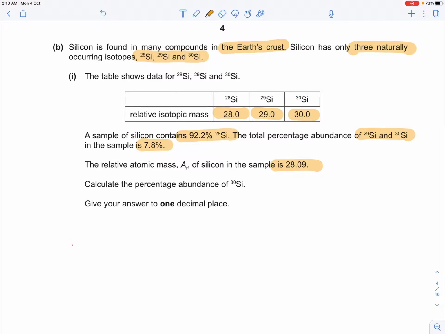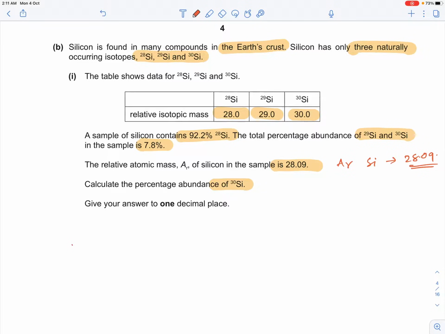So we have the relative atomic mass as well. Now what we have to do is calculate the percentage abundance of silicon-30. They have told us that the total percentage abundance of silicon-29 and 30 is 7.8%, and we have to find the abundance of silicon-30. Give your answer to one decimal place. All right, so the information which we have here is that the relative atomic mass of silicon is 28.09. So this is the weighted average of all three isotopes.